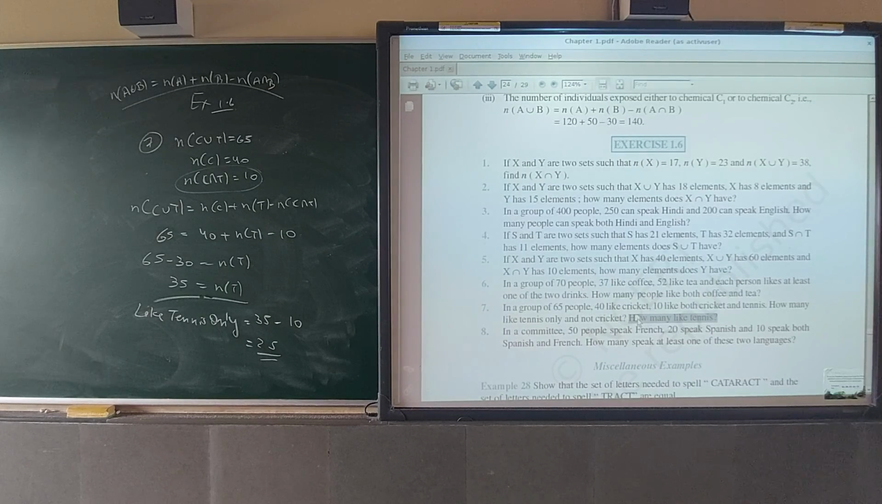Now try to do the example before this exercise and after this exercise also, the miscellaneous one. And I will take a live class and then after that we will discuss the miscellaneous exercise.